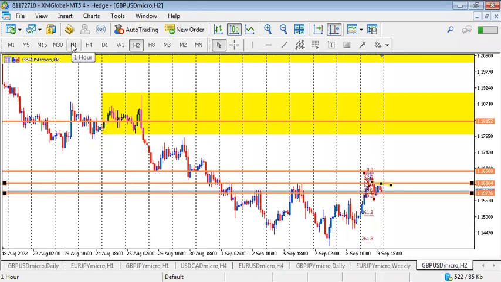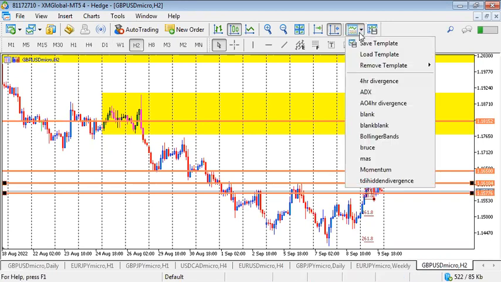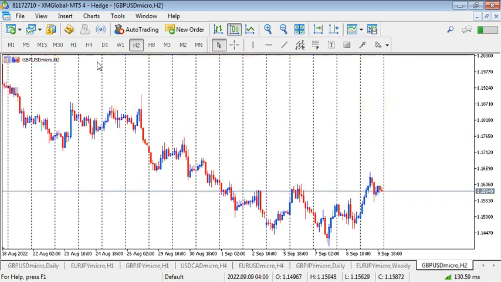Okay, good afternoon, everyone. I'm going to keep this presentation short, simple, and sweet. I'm going to be profiling GBPUSD for the upcoming week ahead. So the first thing I'm going to do is get rid of all these lines. Here we have a blank chart.